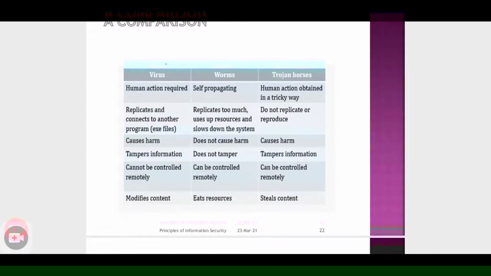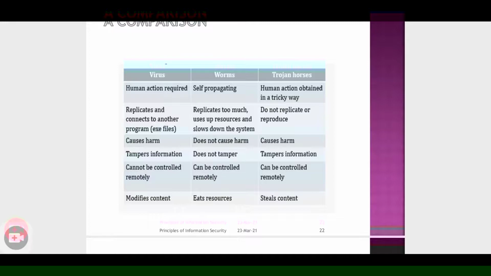So there is a comparison between the virus, worms and Trojan horse. For virus and Trojan horse, you can see in the figure there will be a need of human action. But in the case of worms, there is no need of human action. It can self-propagate or self-replicate. A virus can replicate, but it's somewhat slow. But in the case of worms, it replicates too much, uses up resources and slows down the system. But in the case of Trojan horse, they do not replicate or reproduce.